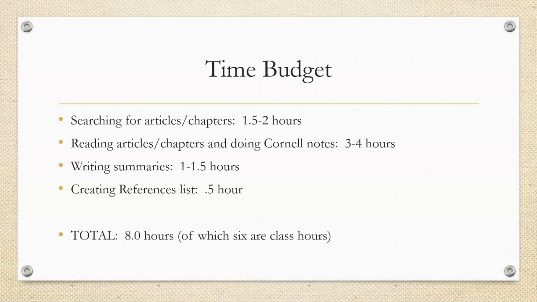Writing the summaries, I'm estimating, should take about an hour to an hour and a half. It will go faster if you have Cornell notes, because you'll be able to refer to your notes as you're writing the summary, and I'm sure that'll make things a lot easier. You also then need to create your references list. And now with your experience with APA, I'm estimating that'll only take about 30 minutes or so.